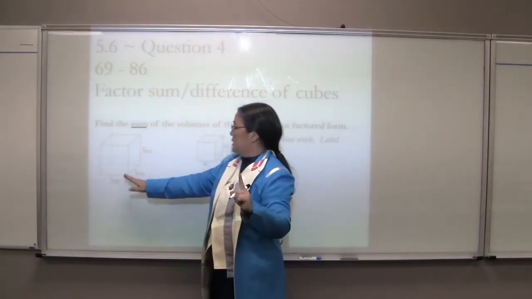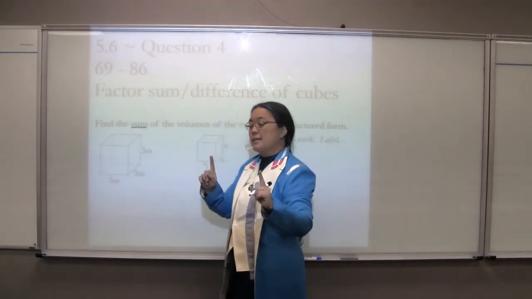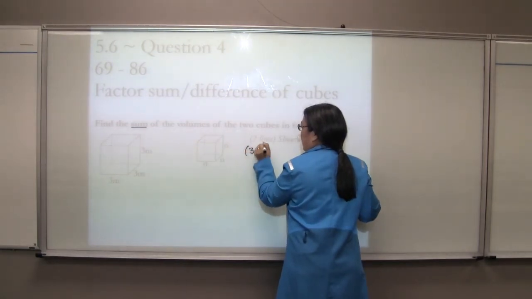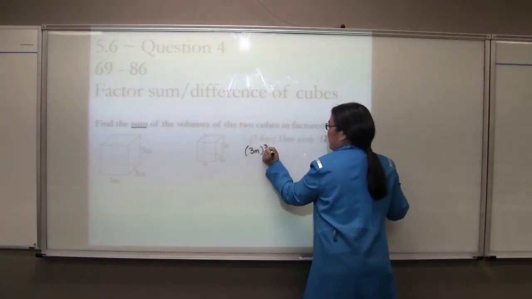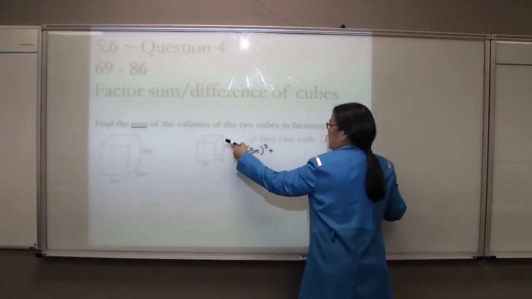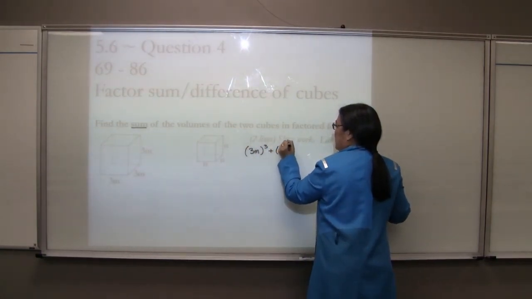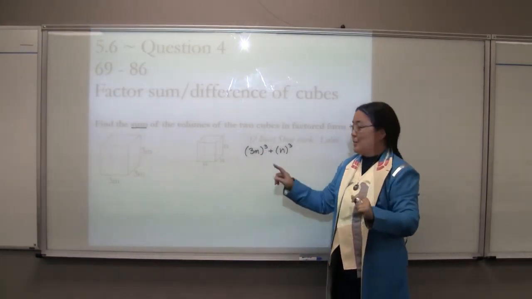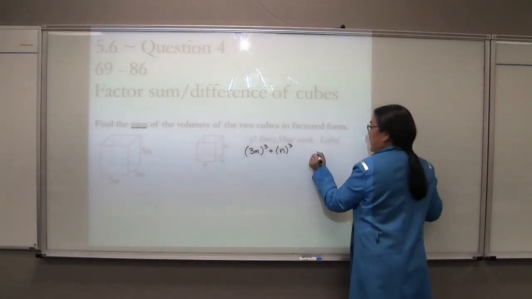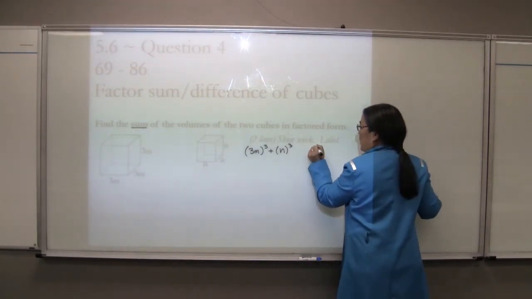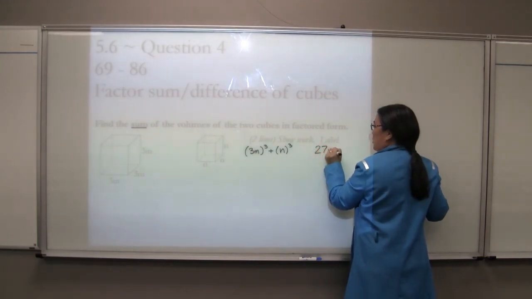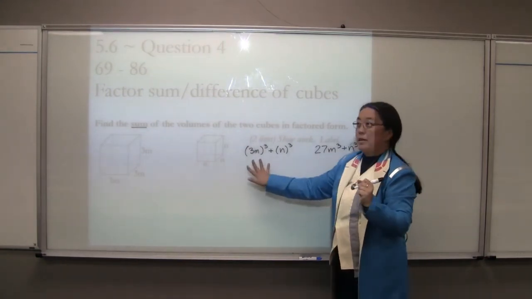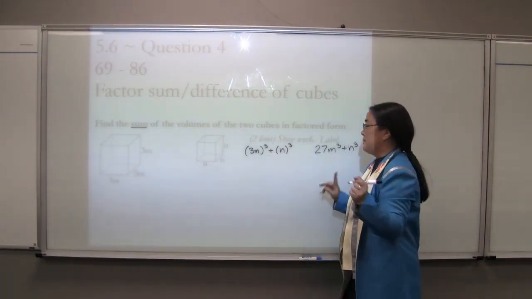The volume is length times width times height. In this case, they're all the same. So you're going to take 3m times 3m times 3m, which is 3m cubed, have the sum, add it to n times n times n, which is n cubed. This is a perfectly fine first line. However, some students are going to want to take this and multiply it together. So if you would like to write 27m cubed plus n cubed, that's fine, but all you're going to do with this is break it apart again. So this is fine.